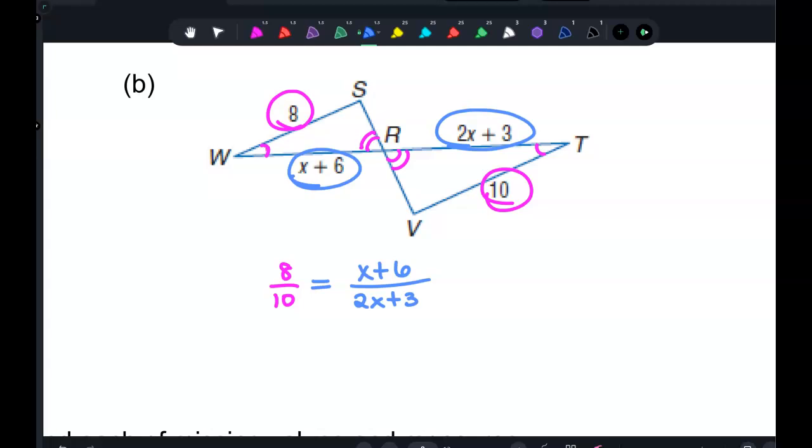Now, if you want to take 8 over 10 and reduce that, feel free. You can make that into 4/5, and then you just have smaller numbers to work with. It doesn't matter. I'm just going to leave them as is. So I'm going to multiply 8 times 2x plus 3. So I have 16x plus 24 and 10x plus 60. So we get 6x equals 36. So x equals 6.